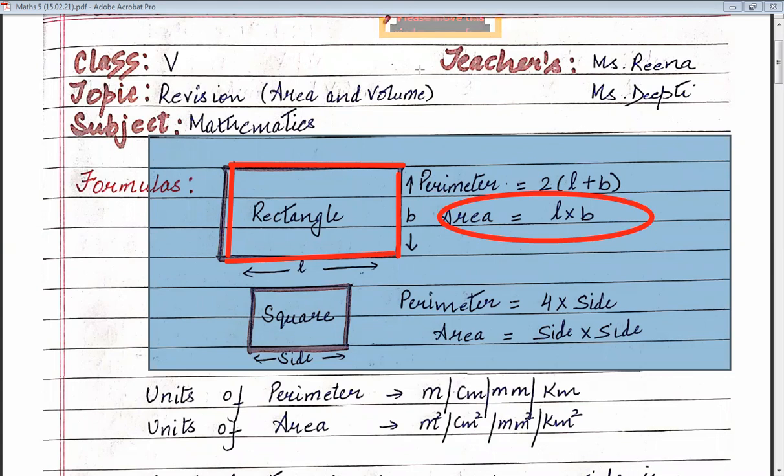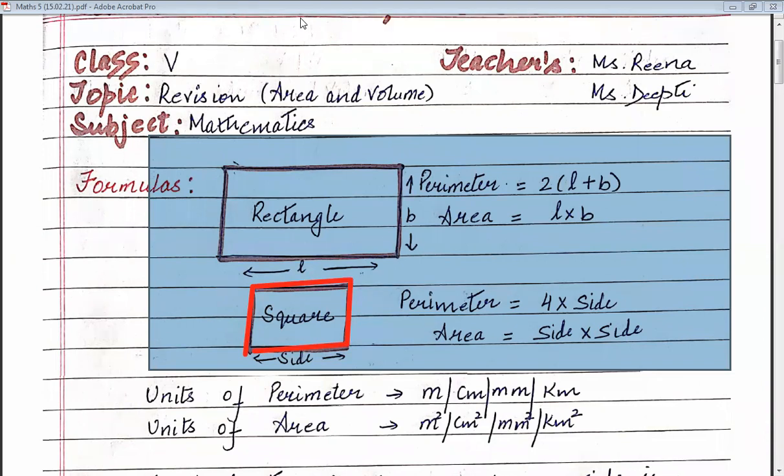Okay, children. Now let's move on to our second figure, that is the square. You know that in a square all the sides are equal. So we will consider one side as 'side'. The perimeter of a square is equal to 4 into side. What is the formula to find perimeter? 4 into side. And the formula to find the area of a square is side multiplied by side.